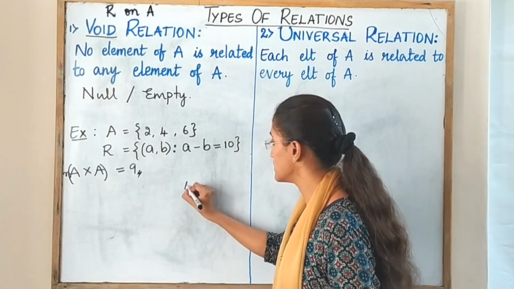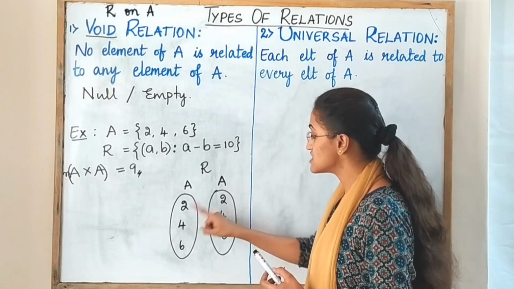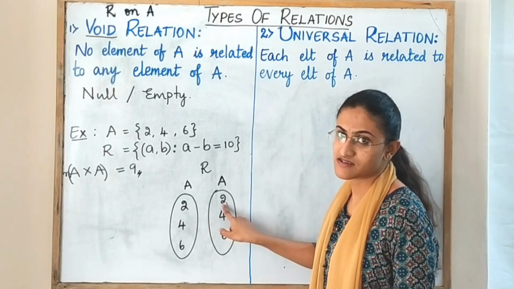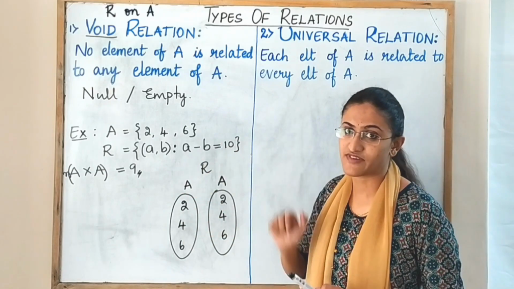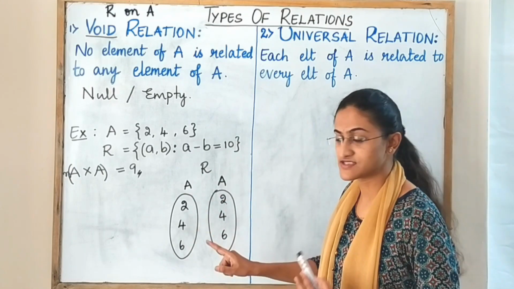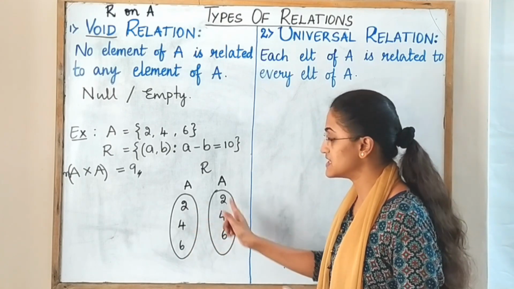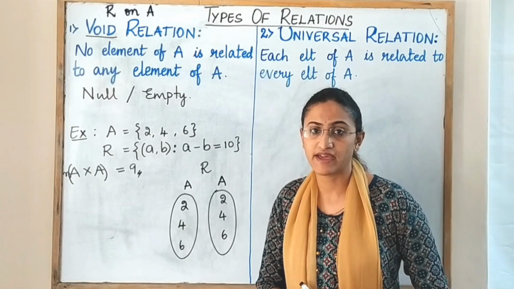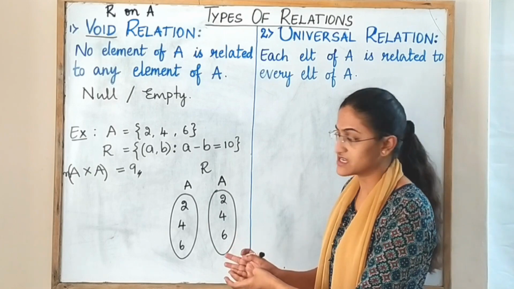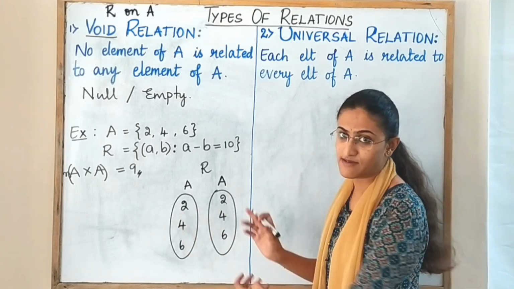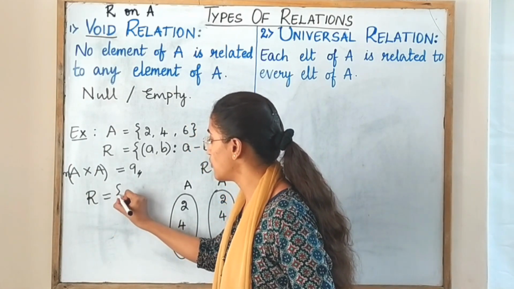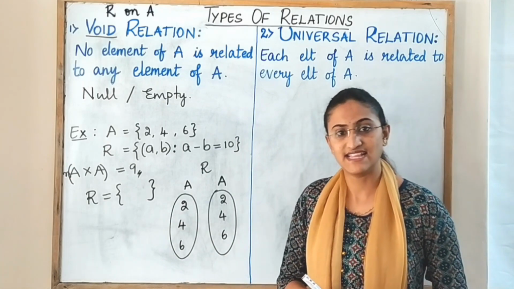Take the arrow diagram. Now connecting two elements according to the given relation, 2 minus 2 gives 0 and it does not satisfy the defined relation. Then 4 minus 4, no, 6 minus 6, no. You take any two elements, the difference will never give me 10. You can see in the arrow diagram that you cannot connect any two elements of these two sets, and hence the roster form of the relation R will be an empty set or a null set.